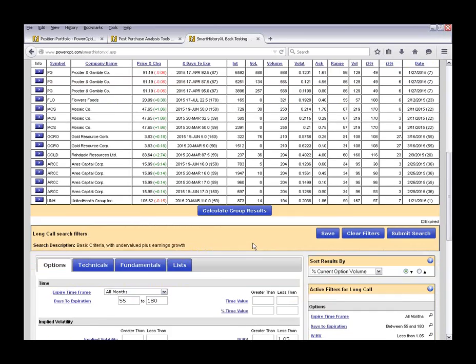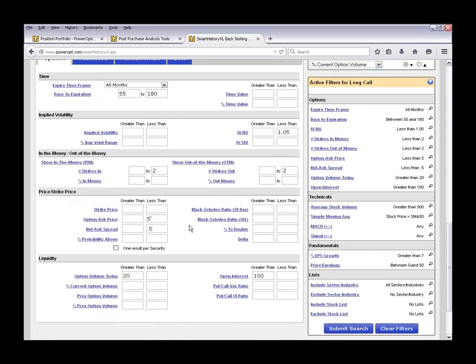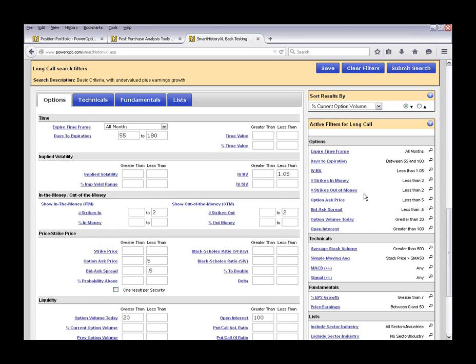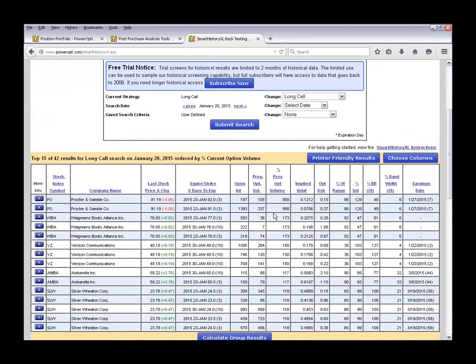Okay, so let's change some of our criteria here. I don't have to worry about the strikes in or out of the money. The option ask price less than 5 is good. Bid ask spread less than 50, that's good. I leave my stock criteria here for the time being, but let's change our time frame so that on the 20th, we would have looked for any expiration that was, let's say, 2 to 12 days out in time. So we would have looked for weekly options.